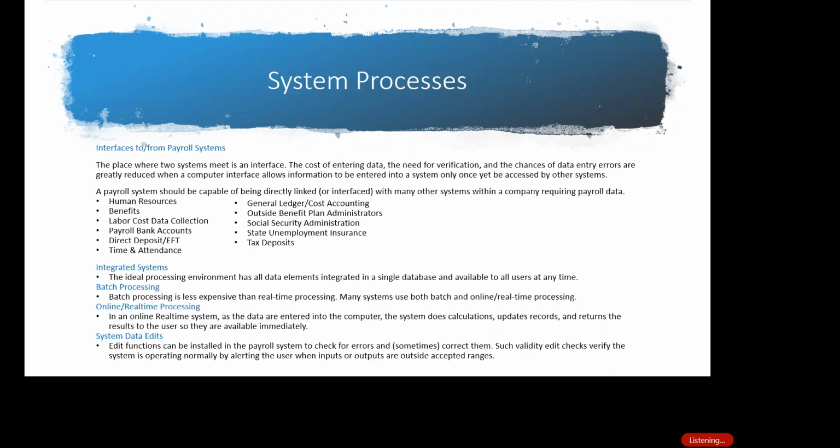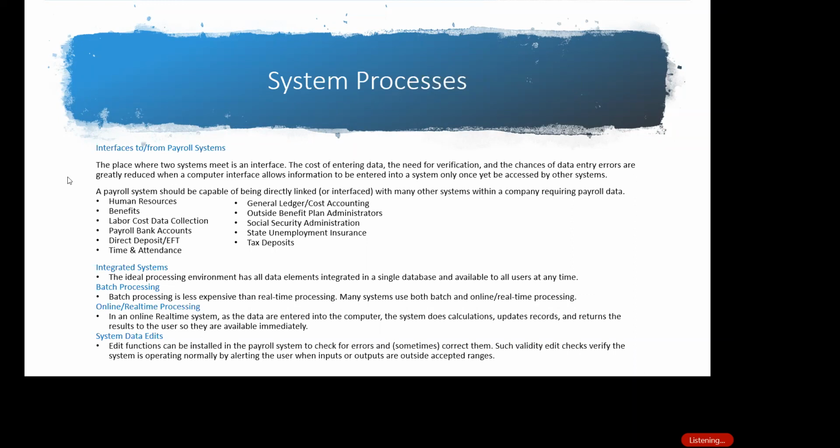Okay, system processes. So the system should work together. If you've got a time and attendance system that's automated, it should flow into your payroll processing system through an import. Your payroll processing system should be able to communicate with outside software. So you've got a different accounting system that it can create a file from the payroll software into the accounting system to post the general ledger.